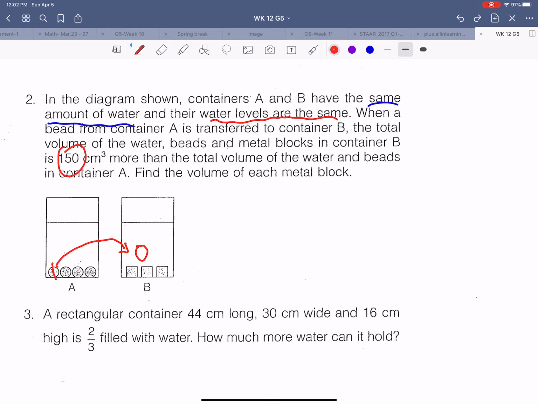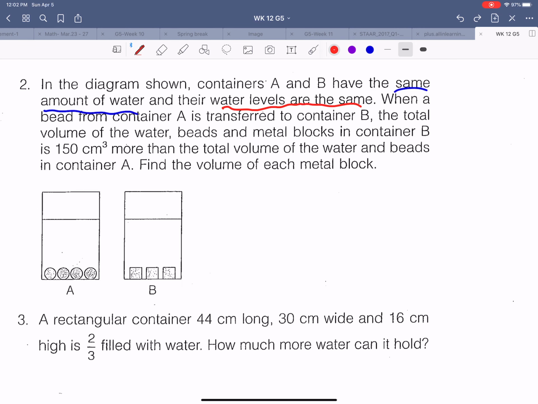So let's start from the first step. From the very first sentence, same water level, same water. That means the 4 beads equals 3 metals. Can I just change? I'm just crossing here. I change 3 metal blocks to 4 beads, because they should be the same volume. Make sure you understand this step. 4 beads equals 3 blocks.